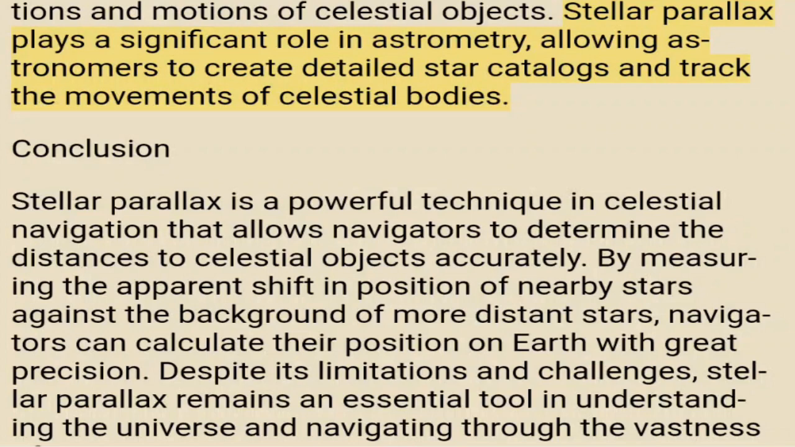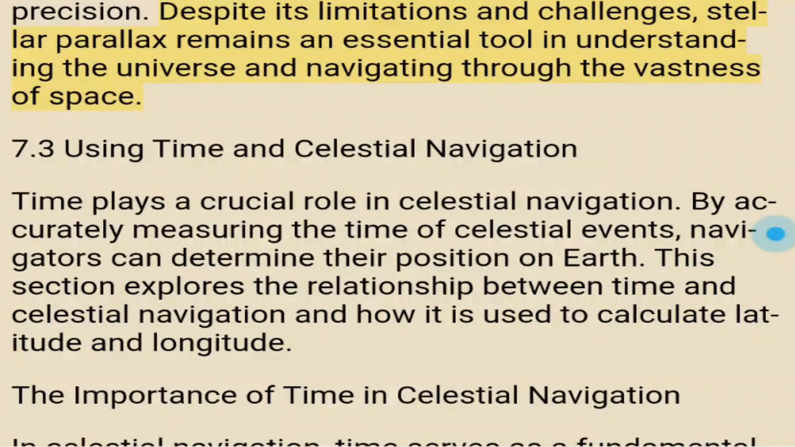of celestial bodies. Conclusion. Stellar parallax is a powerful technique in celestial navigation that allows navigators to determine the distances to celestial objects accurately. By measuring the apparent shift in position of nearby stars against the background of more distant stars, navigators can calculate their position on Earth with great precision. Despite its limitations and challenges, stellar parallax remains an essential tool in understanding the universe and navigating through the vastness of space. 7.3 Using time in celestial navigation.